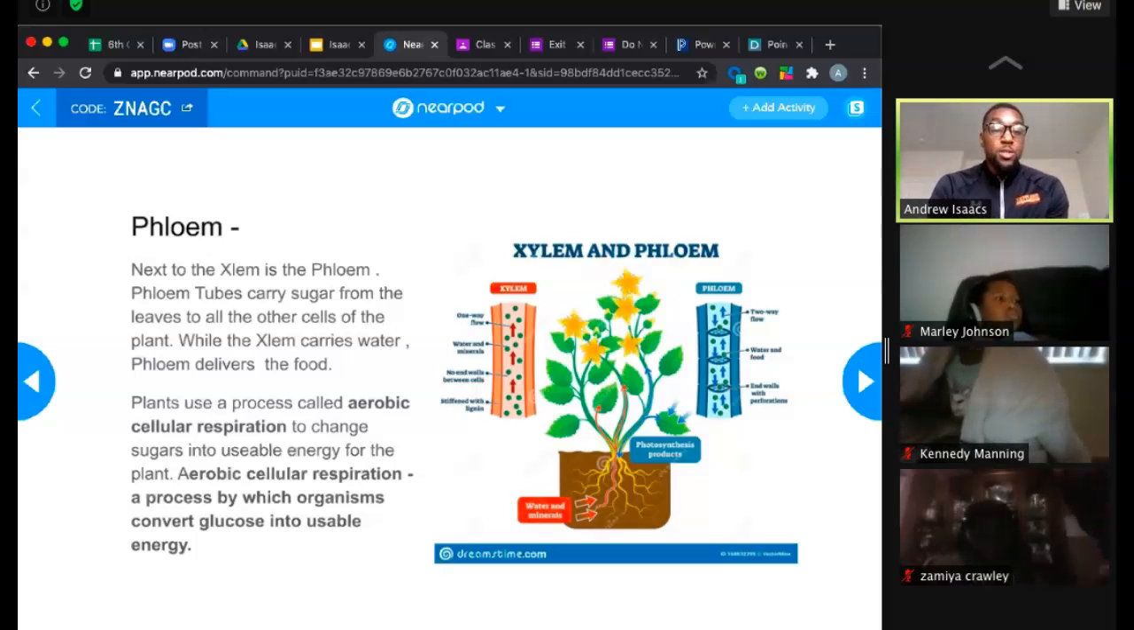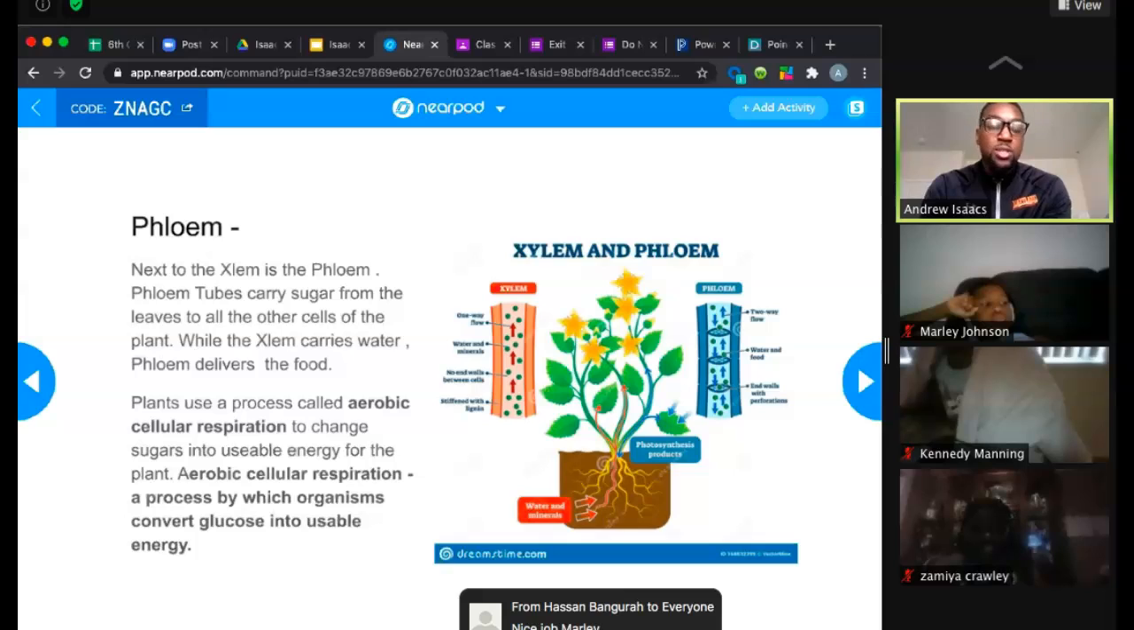All right. So the phloem allows this two-way flow, right? It goes up and down throughout the plant, and it carries sugars and more. The sugar, or glucose, is the energy that's used by plants.